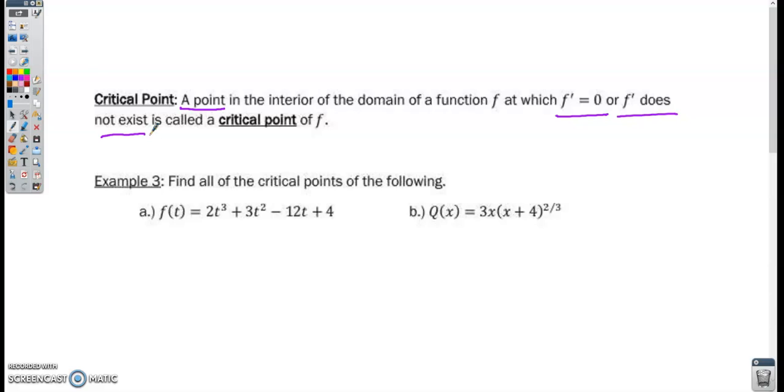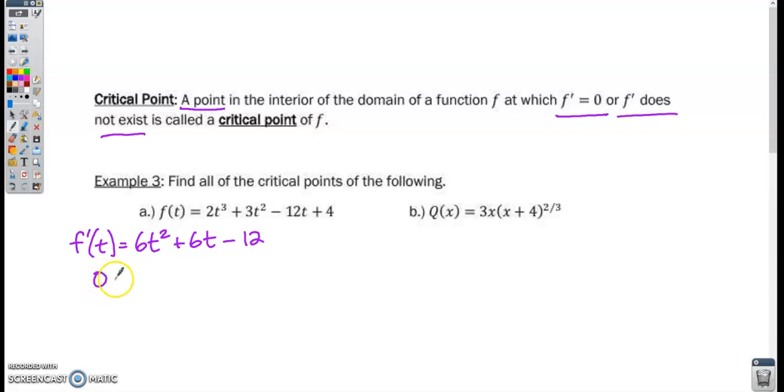We're going to find all the critical points of the given functions. So we're looking for where the derivative of the function is equal to 0 or it doesn't exist. The first thing for us to do is find the derivative. So let's find f prime of t. I take the derivative of this, that's 6t squared plus 6t minus 12. Now this is a polynomial, so I know that it's not going to be the situation where the derivative does not exist at all. So we're strictly looking for where the derivative is equal to 0.